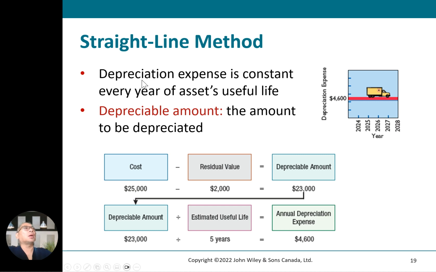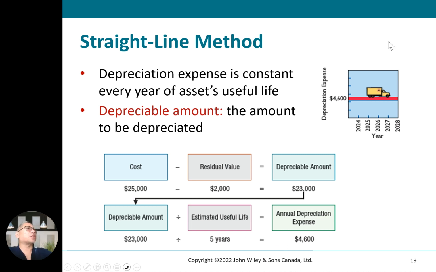Depreciation expense is constant every year of the asset's useful life. The depreciation amount is the cost to be depreciated. For example, you buy a truck in 2020 to 2028, for 5 years. The cost here is 25,000, the residual value is 2,000, so the depreciation amount is 23,000. With a useful life of 5 years, the depreciation expense will be 4,600.